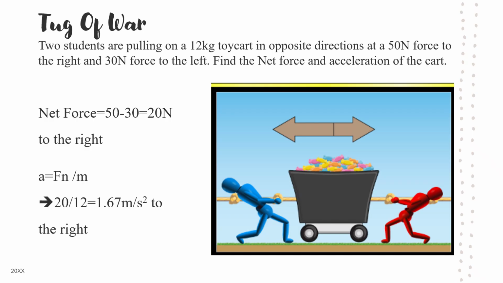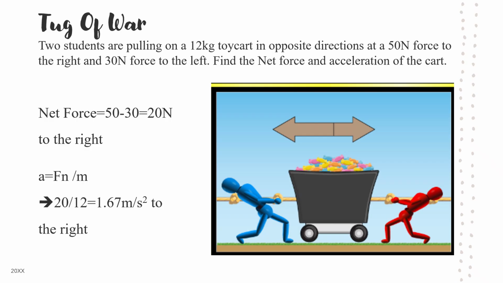This picture in front of you is from the PhET simulation example that I provided in the previous video, so feel free to go to PhET simulations and play around with the forces, and hopefully get used to manipulating the forces and watching what happens. So in this example, we have two students pulling on a 12 kilogram cart in opposite directions. One of them pulls with 50 newtons of force to the right, and the other with 30 newtons of force to the left. We need to find the net force and the acceleration of the cart.